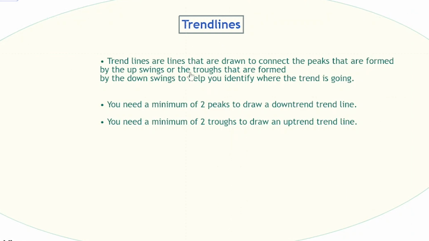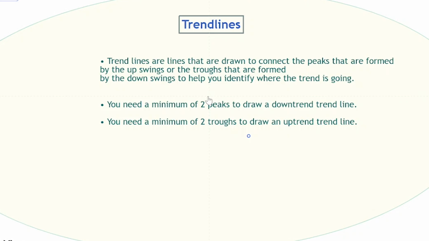Now, what are trend lines? Trend lines are lines that are drawn to connect the peaks that are formed by upswings or the troughs that are formed by the downswings, that support or help the trader to identify where the trend is going.